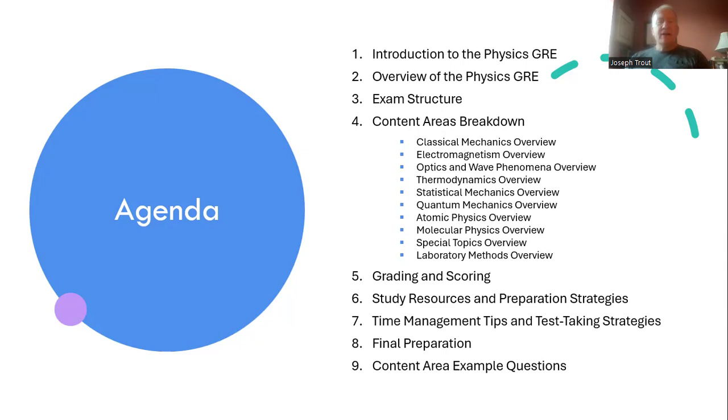So if we look at the content areas that are covered, there are classical mechanics, electromagnetism, optics and wave phenomena, thermodynamics, statistical mechanics, quantum mechanics, atomic physics, molecular physics, special topics, and laboratory methods. And we'll talk a little bit about each one of these.